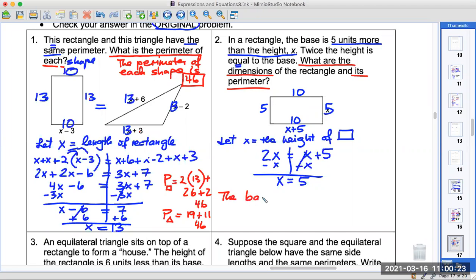The base is 10. The height is 5. And we also want to find the perimeter.